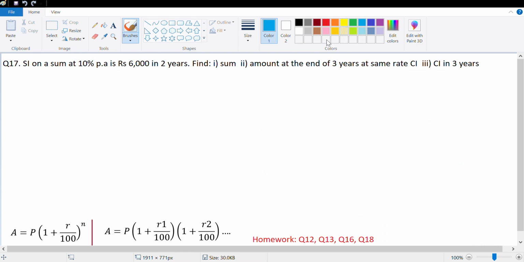Let's look at question number 17. That's the last question I solved with you from this exercise. I have already marked the homework questions. So please do go ahead and solve them on your own. Question 17. Simple interest on a sum at 10% is 6,000 in 2 years.